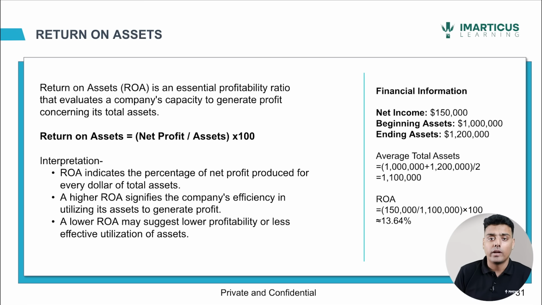A high ROA means that the assets are being utilized effectively to generate profits. A low ROA means that the assets are not being efficiently utilized to get optimal profits.